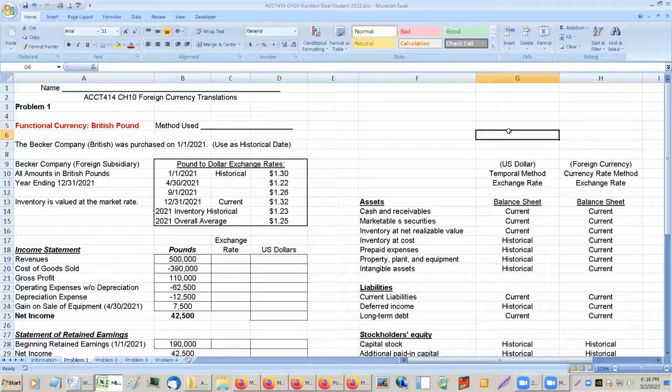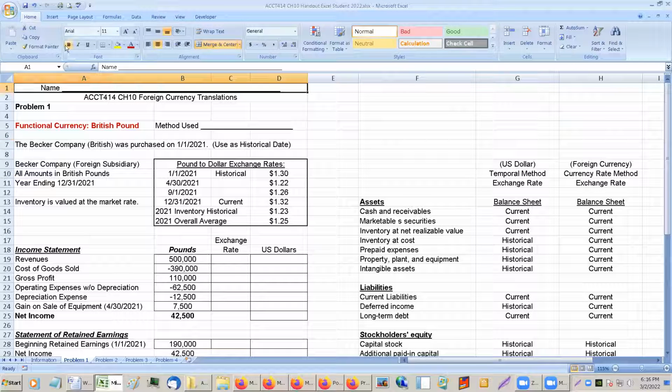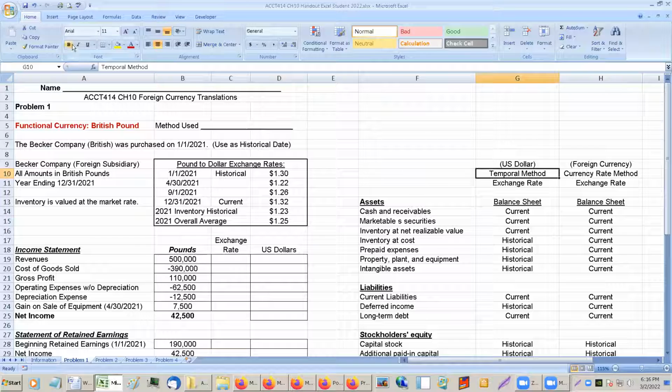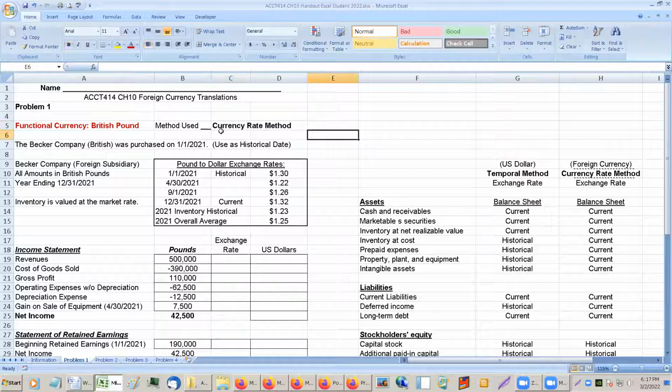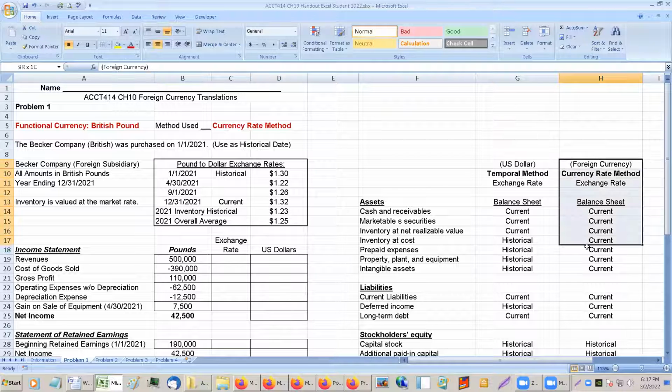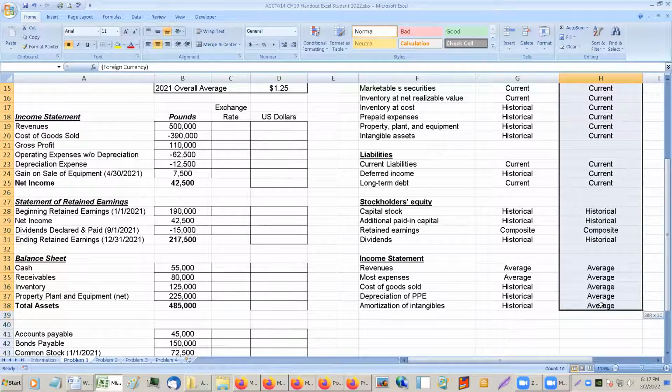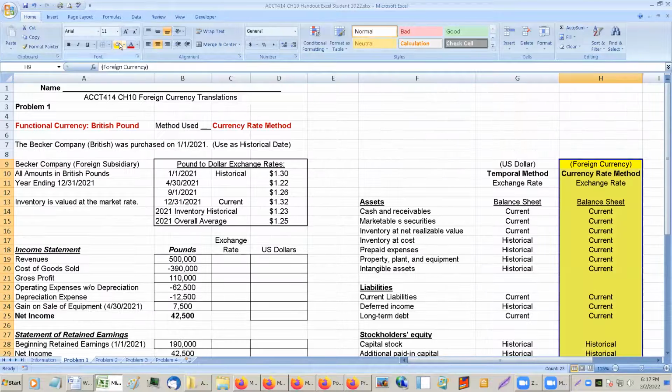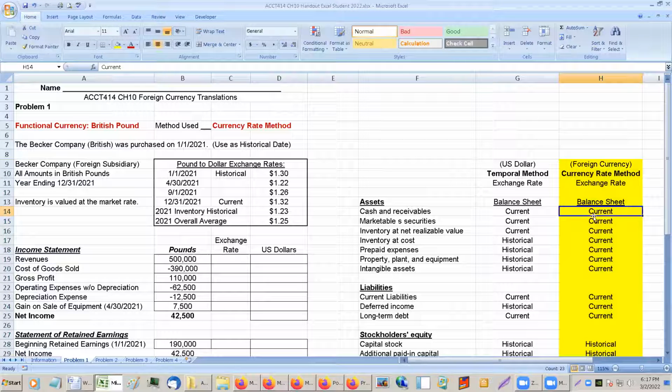The temporal method or current rate method? Yeah, current rate method. So we're going to use the current rate method for this one. That's the one we use for this, so we're looking at this over here.